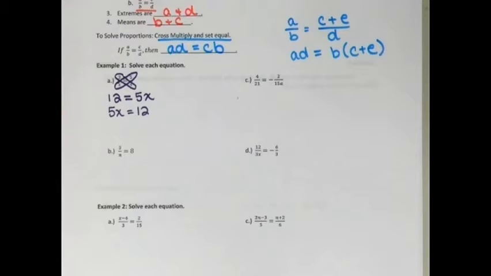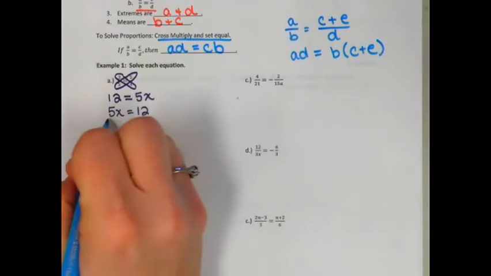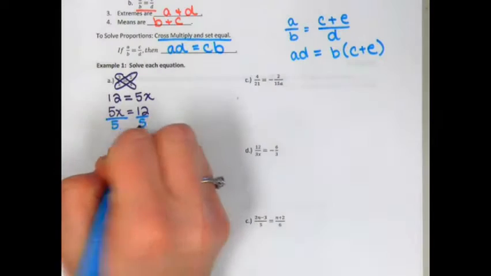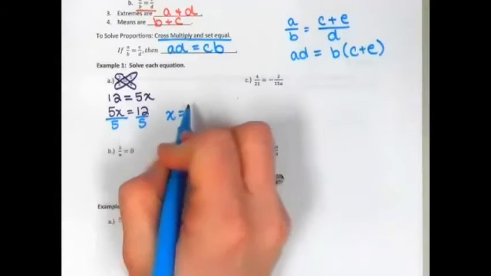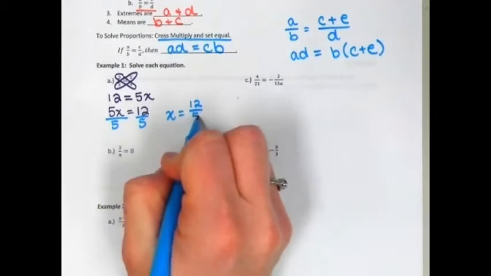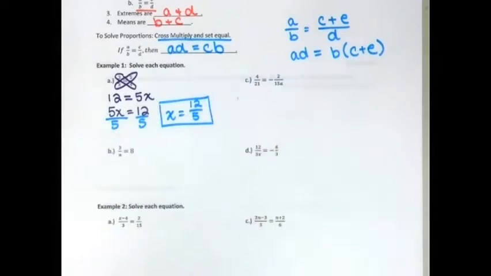And now, how do I solve for x? Divide by 5. So my x is actually equal to what? 12 over 5. And we always leave it as a fraction. Thank you. All right.